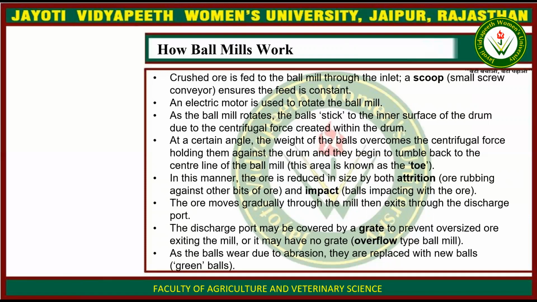In this manner, the ore is reduced in size by both attrition and impact, and the ore moves gradually through the mill, then exits through the discharge port. The discharge port may be covered by a grate to prevent oversized ore exiting the mill, or it may have no grate. As the balls wear due to abrasion, they are replaced with new balls.